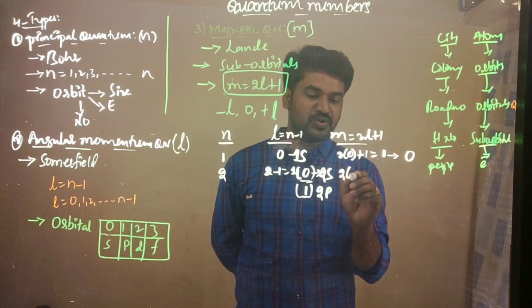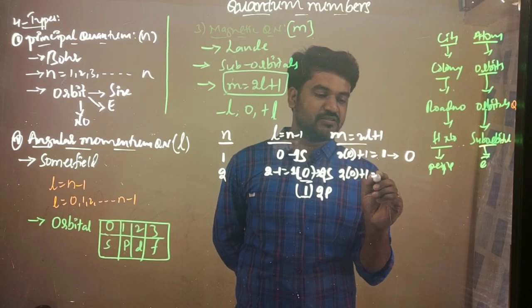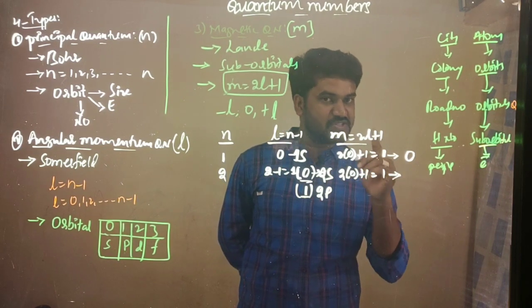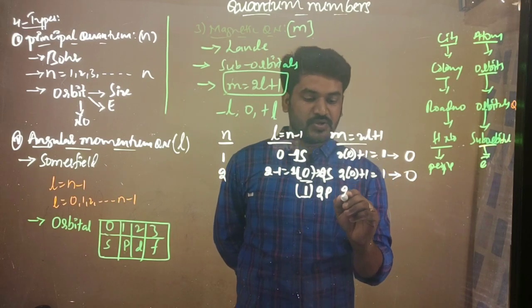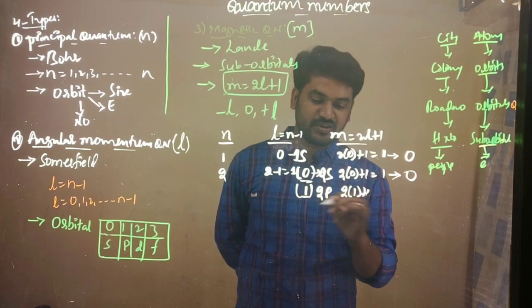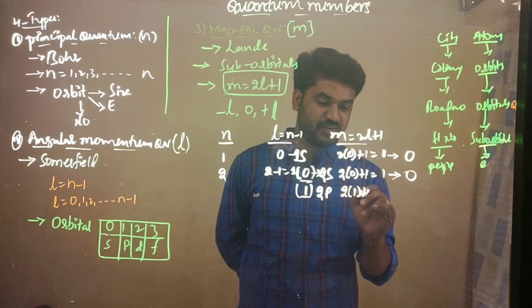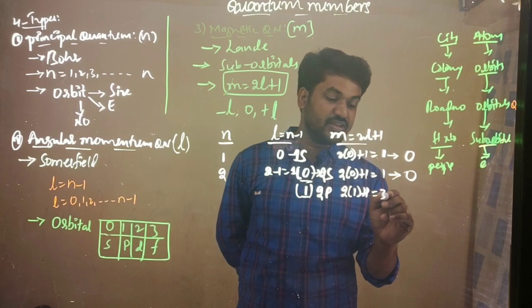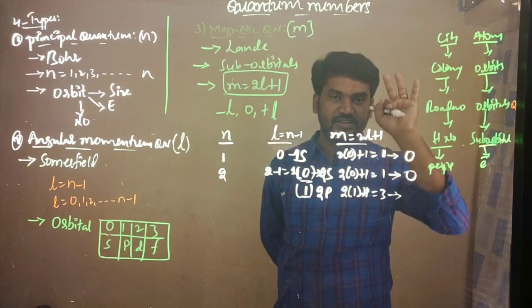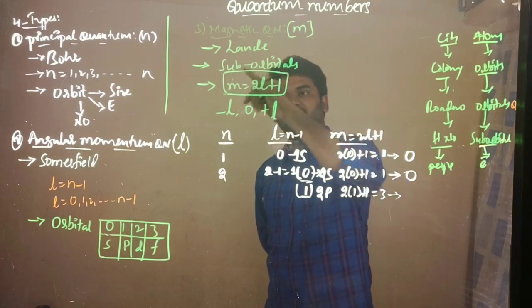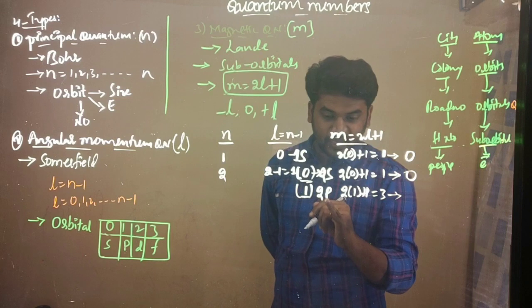Okay. 2 into 0 plus 1, we will get 1. Again one value, one quantity we should write. I am writing here 0. And 2 into 1 plus 1. Here 1 we got, no? That one we are replacing here. We will get 3. Now we should write three quantities. That means three suborbitals are there in p orbital.